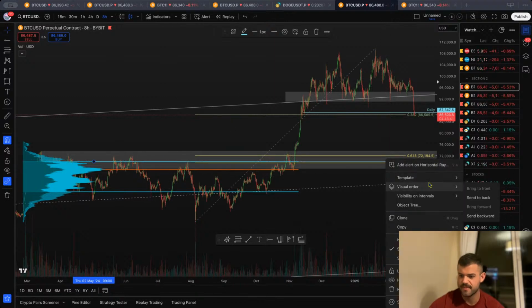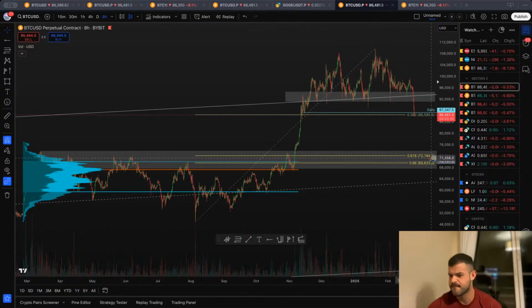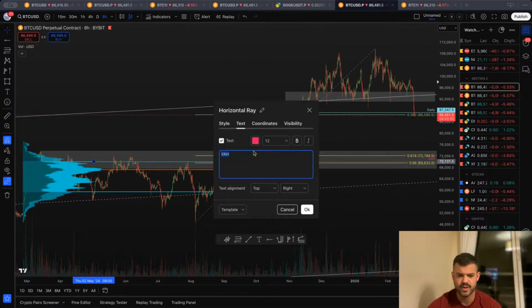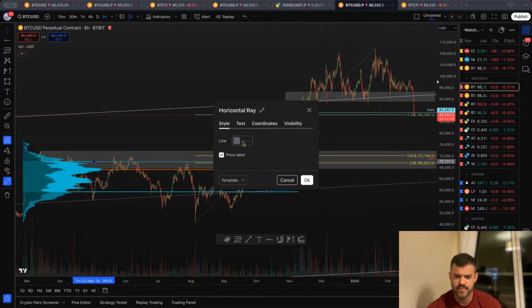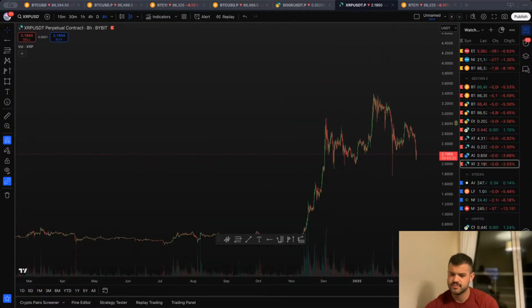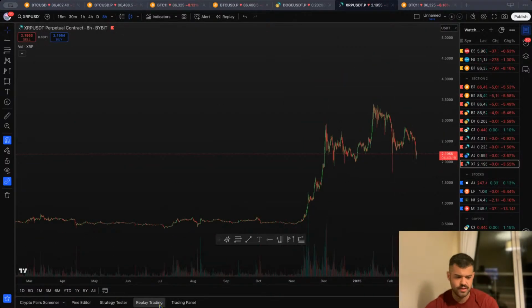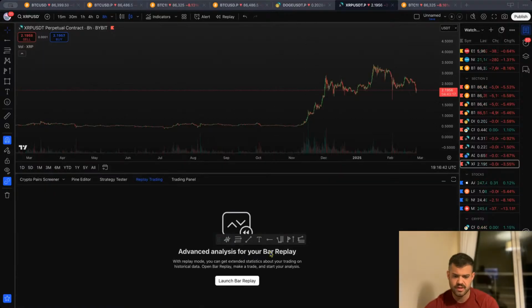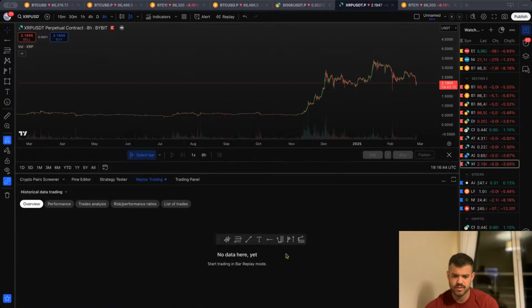So what I'm saying is a very similar thing happened with XRP. So I'm going to do a little bit of a backtrack on XRP to show you how we broke out of that range as well. So where is XRP? Yeah, if I go on replay, launch bar replay. Where do we break out?